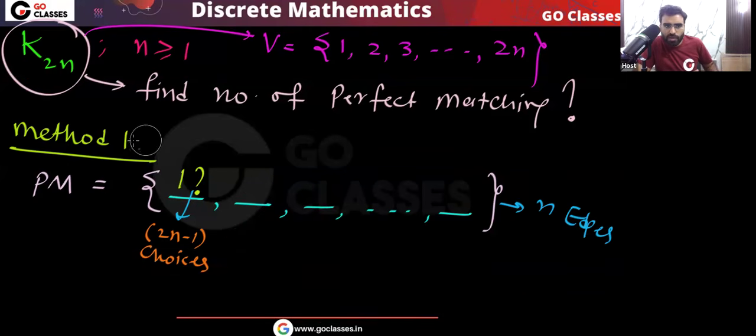Actually, there is method number 2 also, that is, we can write a recurrence relation. Think recursively.